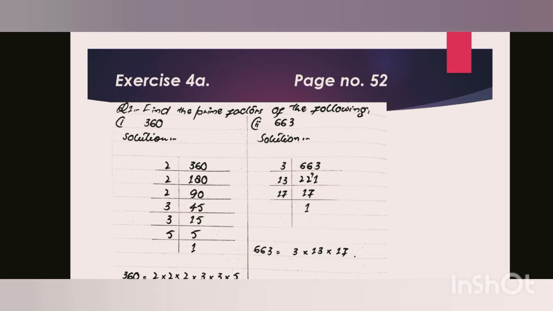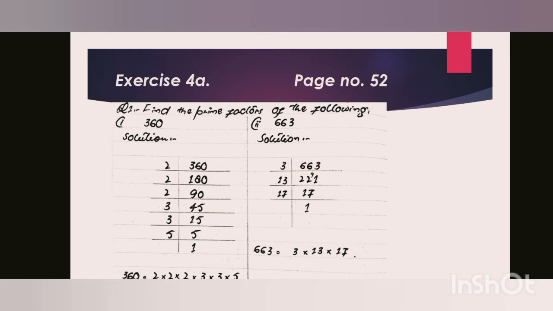Part 1 is 360. 360 is an even number, so we can divide it by the number 2. 2 ones are 2, carries with 6, it becomes 16. 2 8s are 16, 2 zeros are 0. Then 2 9s are 18, 2 zeros are 0. Then 2 4s are 8, carries with 0, it becomes 10. 2 5s are 10. Then 3 1s are 3, carry is with 5, it becomes 15. Then 3 5s are 15. Then 5 1s are 5. So 360 equals 2 into 2 into 2 into 3 into 3 into 5. These are the prime factors of 360. So in this way we find prime factors of any number.